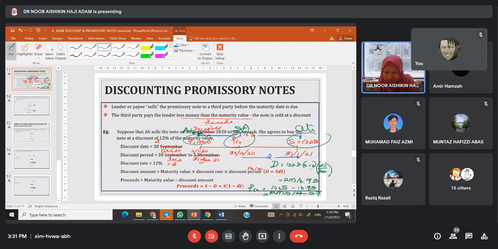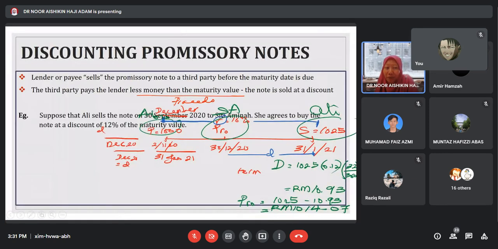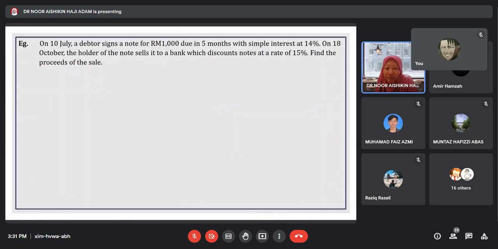Okay, never mind. Kita buat soalan. Soalan dia biasa panjang berdela tau, beranak pinak. Sebab dia akan minta you cari banyak benda. Okay, let's look at this one. On 10th July, a debtor signs a note for RM1,000 due in 5 months with simple interest at 14%.